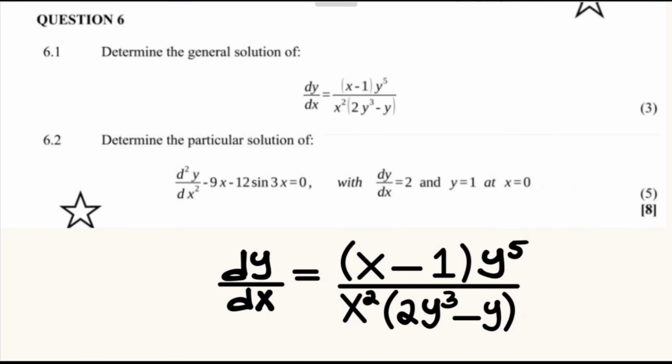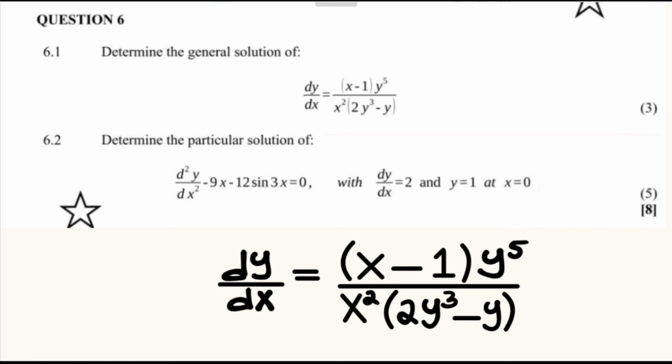My name is Meno. In this video, we go through question 6 from the August 2025 N5 mathematics question paper. Question 6.1, we determine the general solution of this first order differential equation.